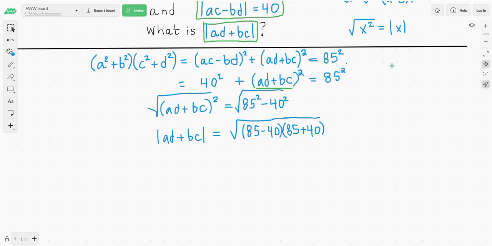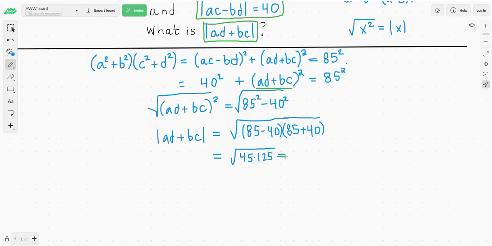So now I'm not going to use a calculator here. I'd just like to carry out the calculations by hand. It's really not too bad. You're welcome to use a calculator at this stage, of course, but anyway, let's do it without it. So we take the square root. 85 minus 40 is 45. 85 plus 40 is 125.